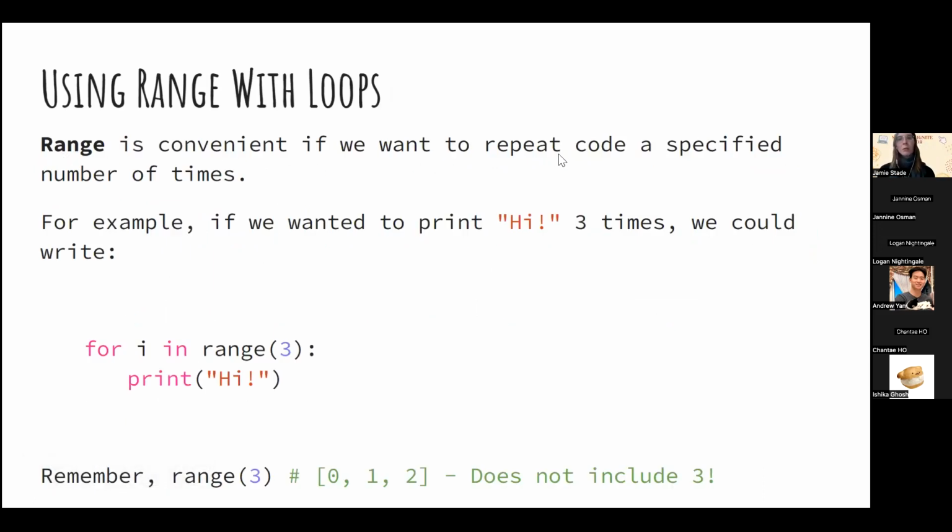Range is convenient if we want to repeat code a specified number of times. For example, if we wanted to print hi 3 times, we could write something like for i in range 3, print hi. That will go through this for loop a total of 3 times. Range 3 will equal 0, 1, and 2, because lists always start at 0, and it will print hi a total of 3 times.